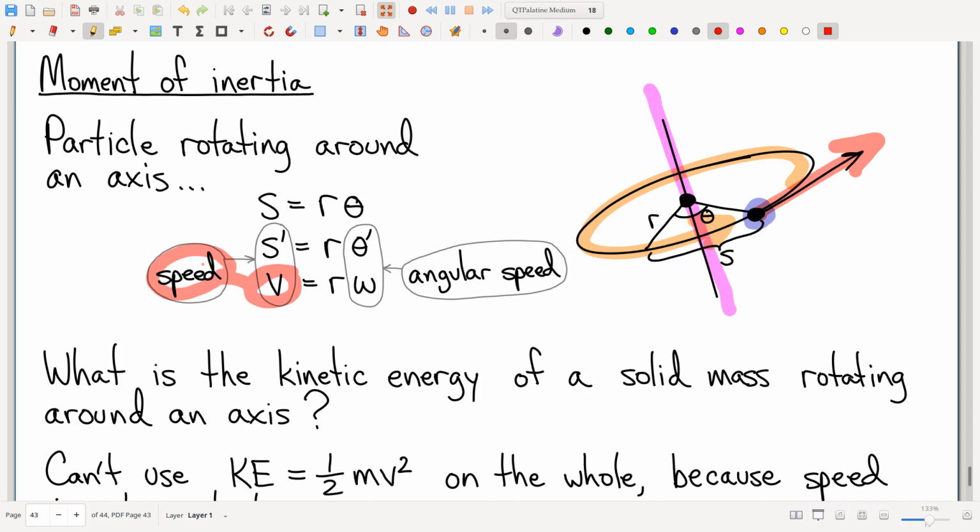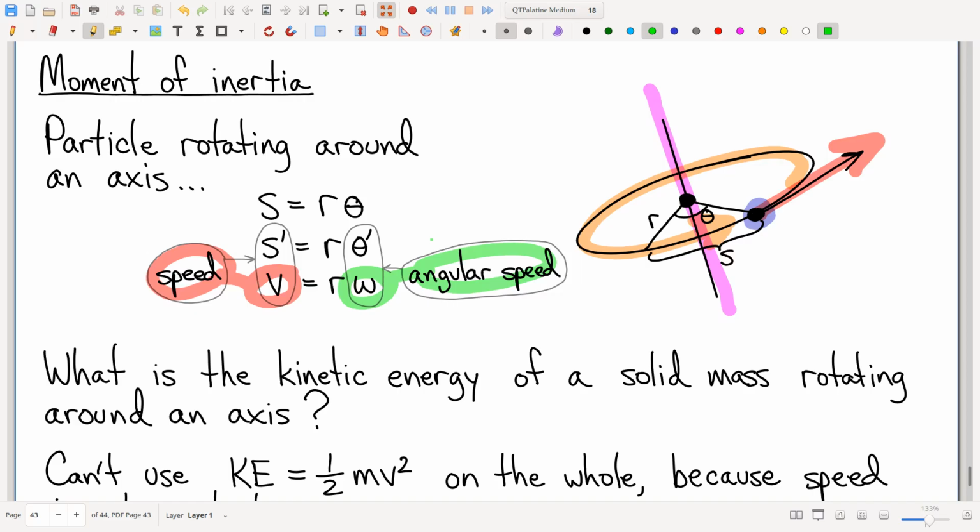In addition to being able to talk about the speed, there's also this related idea called the angular speed. Angular speed is exactly what it sounds like. Regular speed is a linear notion of distance per unit time. Angular speed is just angle per unit time instead of distance per unit time. Simple as that. And they're related by way of these formulas.